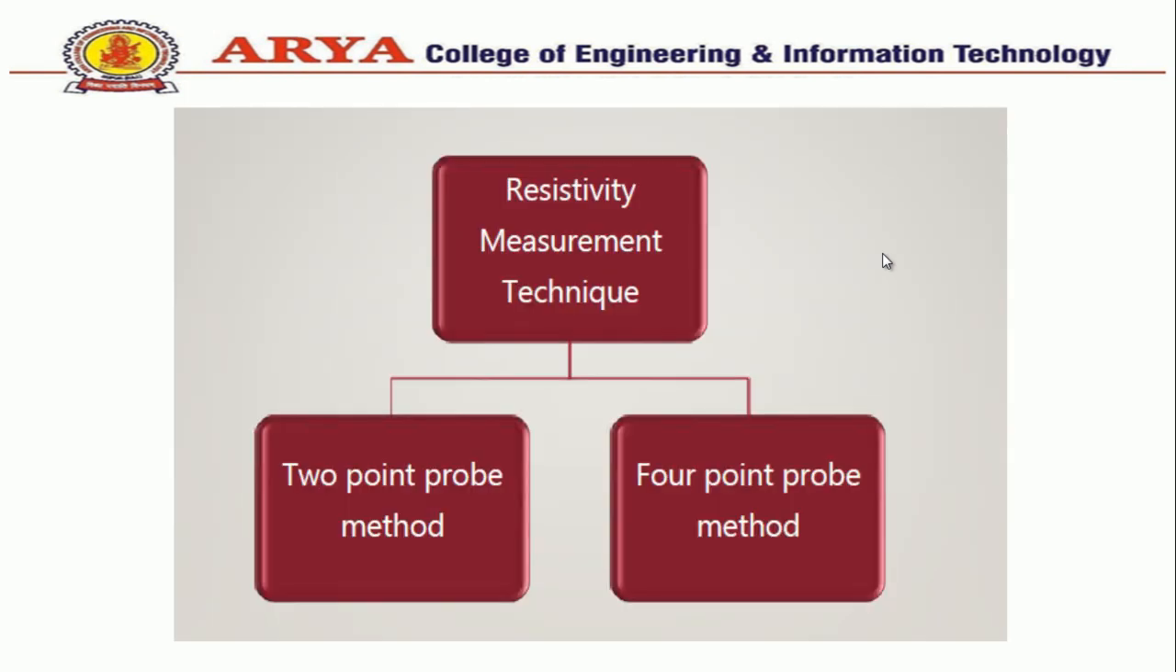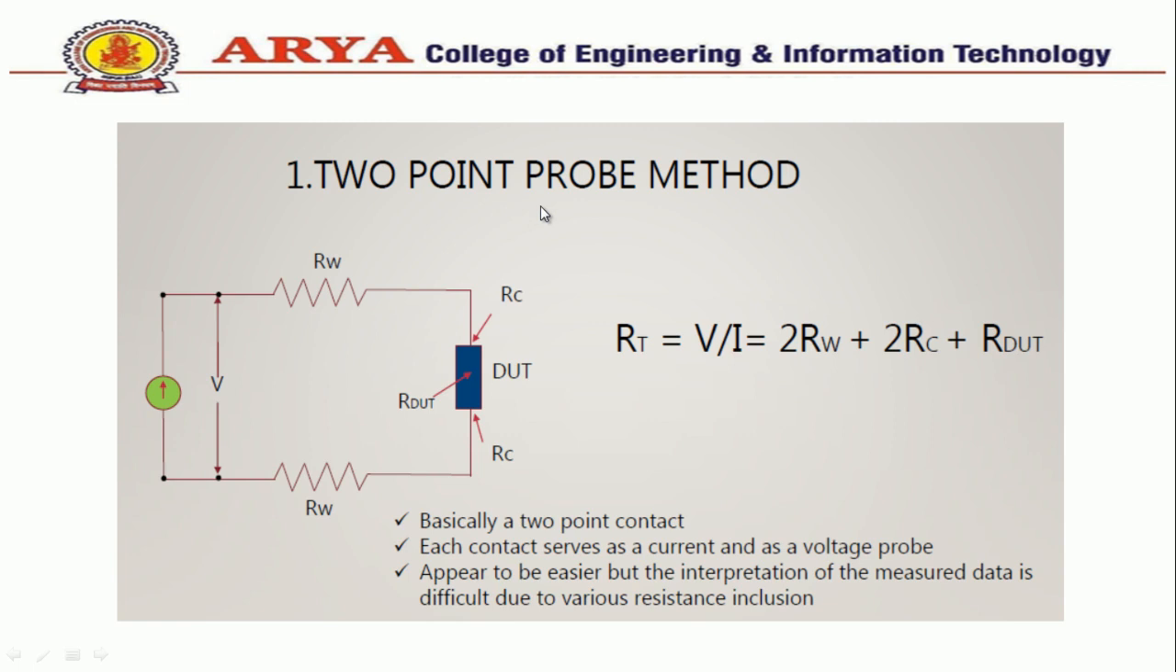So how is the resistivity measured? Resistivity can be measured through the two-point probe method and the 4-point probe method. The 2-point probe method is basically calculated using a 2-point contact, where each contact serves as a current and as a voltage probe. It appears to be easier, but interpretation of the measured data is difficult due to various resistance inclusions. As we are seeing in this figure, the device under test has the contact resistance, its own resistance RDUT, and the wire resistance.